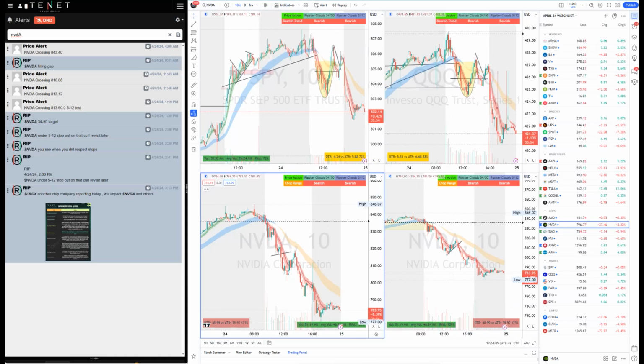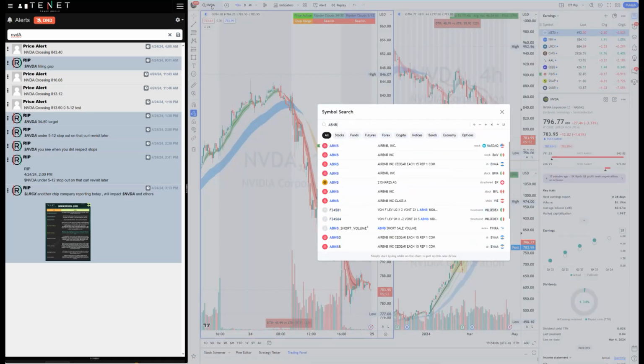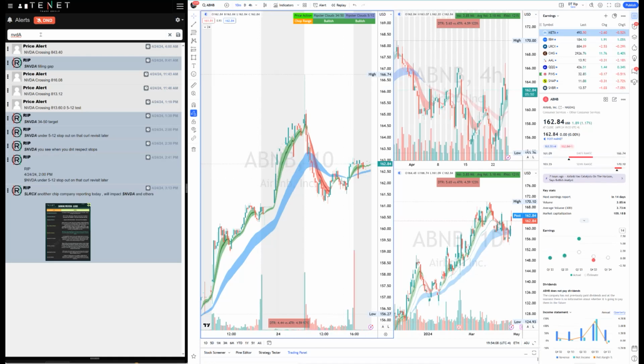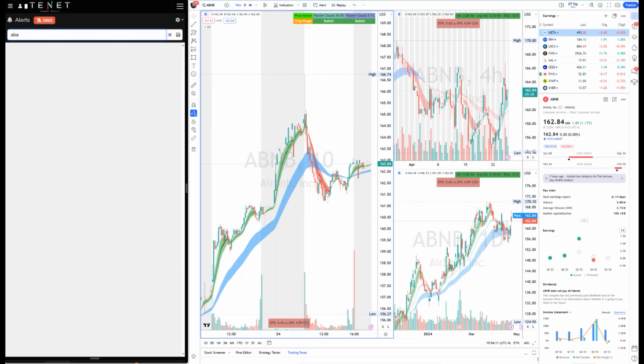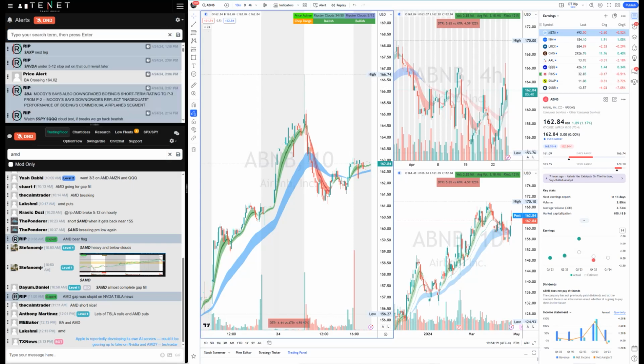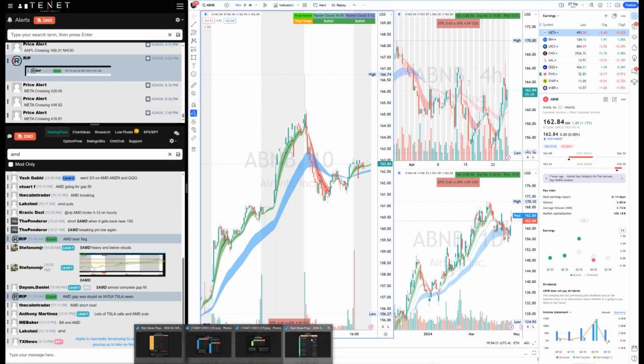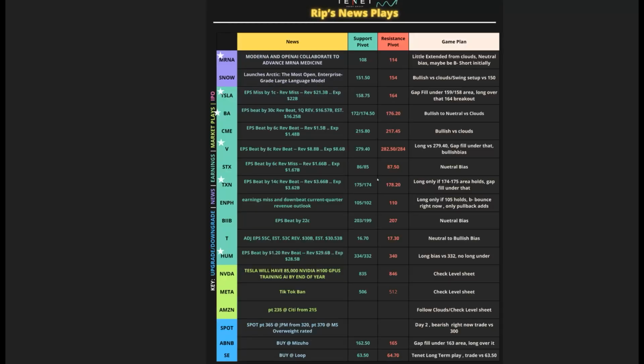So next one we're gonna discuss, guys, is Airbnb. So let's look at Airbnb. What was Airbnb doing for us? Airbnb was from our game plan setup. Let's go to the game plan and see what the game plan was. Airbnb gap setup was gap fill under 163, right? Gap fill under 163, long over it.